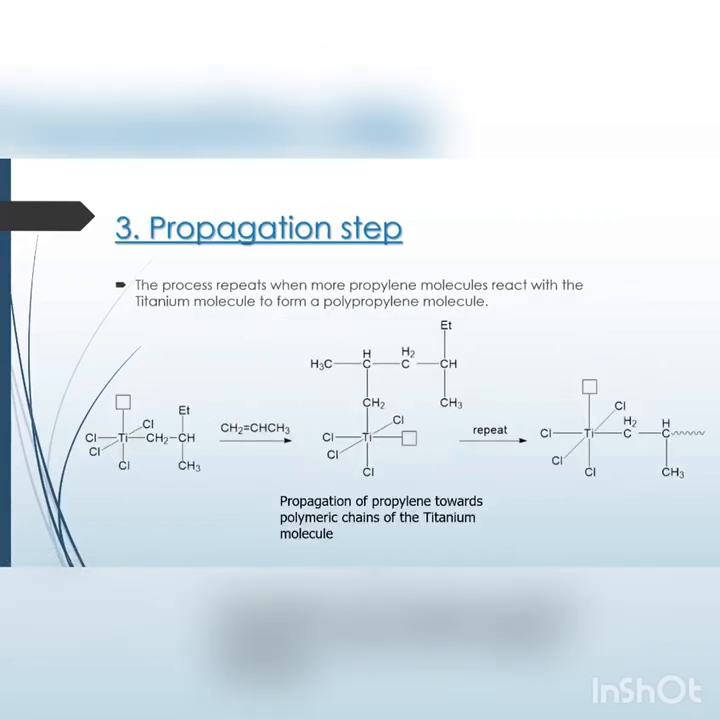The third step is the propagation step. The process repeats when more propylene molecules react with the titanium molecule to form a polypropylene molecule. So this is the propylene molecule and this is the titanium molecule. This is the diagram of propagation of propylene towards polymeric chains of the titanium molecule.